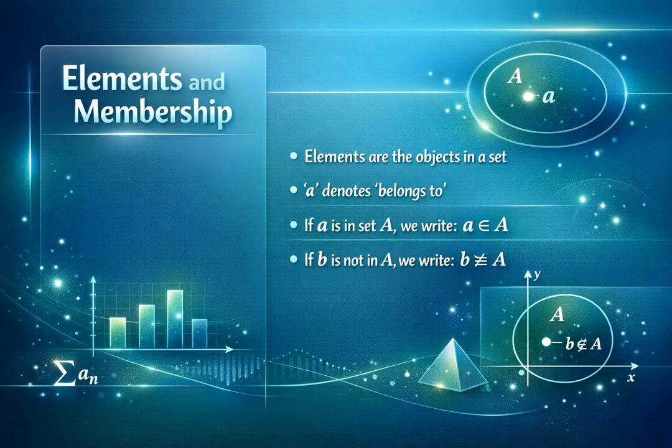The objects in a set are called elements or members. We use the Greek symbol epsilon to denote membership. If an element a belongs to set A, we write a ∈ A. If b is not in A, we write b ∉ A. This notation is essential for working with sets.